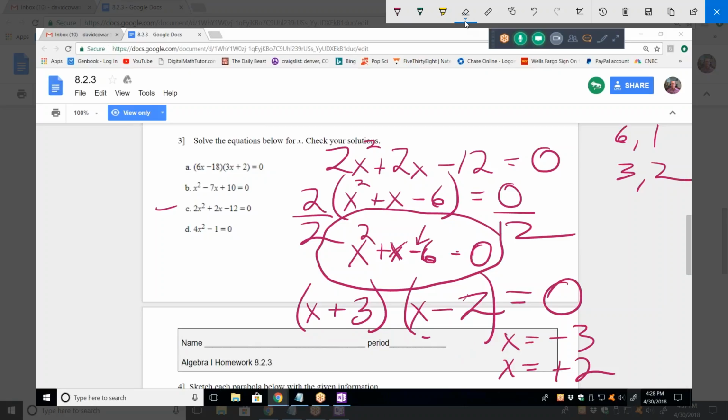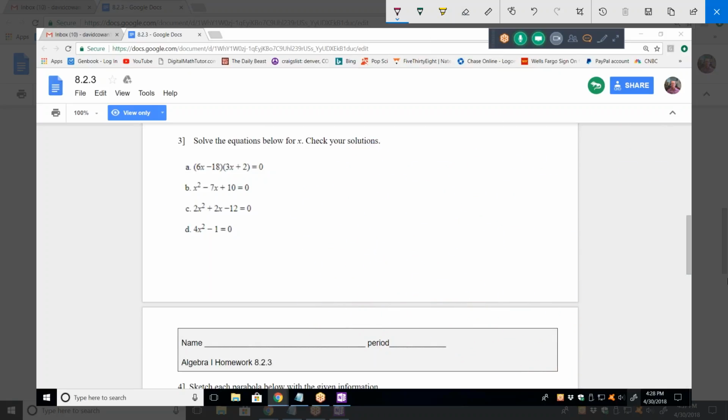All right, let's do this last one. 4x squared minus 1. What am I to do with that? There's actually two ways to solve this. I'll go through both of them. Help me with one of them. Whichever way you want to do it is fine. There's two ways to do it.